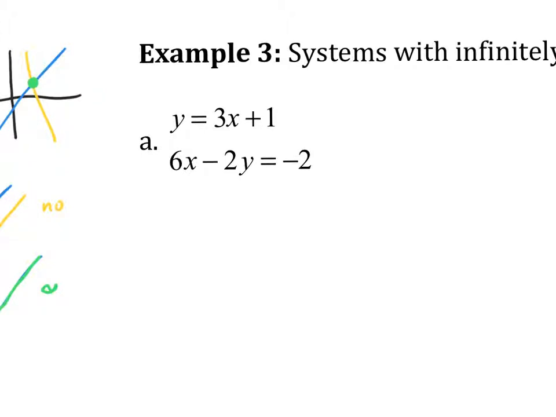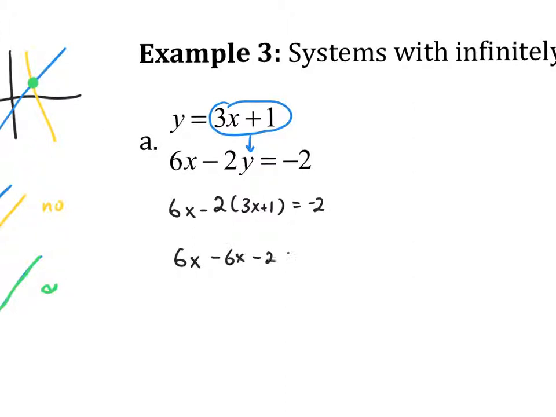All right, so step 1 is already done for us. So I have the 3x minus 1, so I'm just going to plug it into there. So here's my 6x minus 2 times 3x plus 1 equals negative 2. So continue on. 6x minus 6x minus 2 equals negative 2. Notice that the 6x minus 6x is 0. So I'm left with negative 2 equals negative 2.